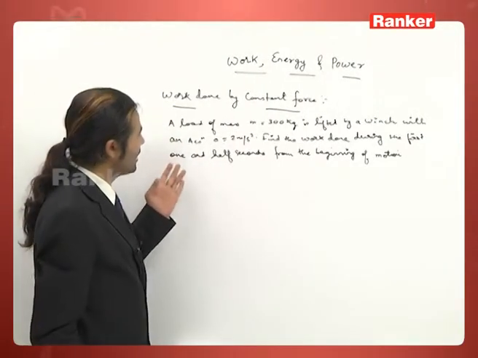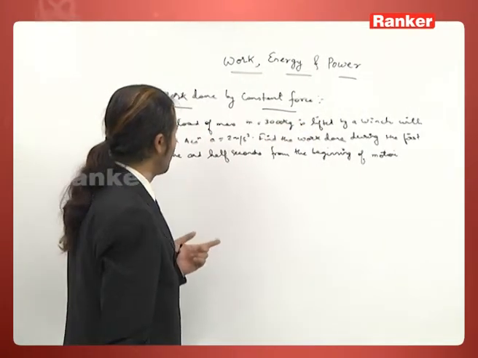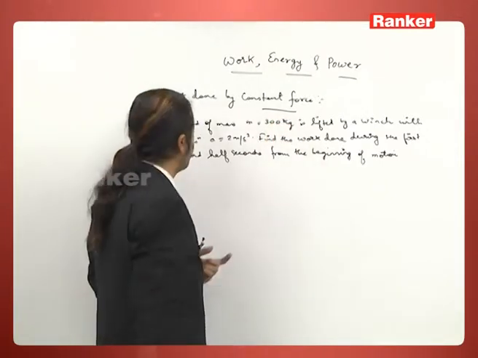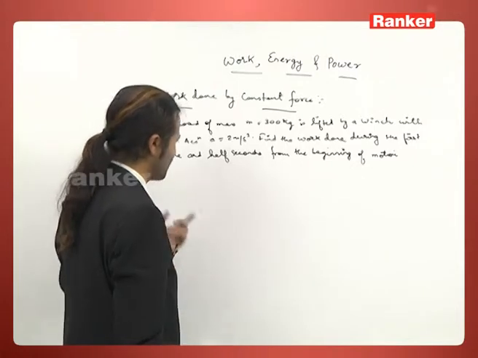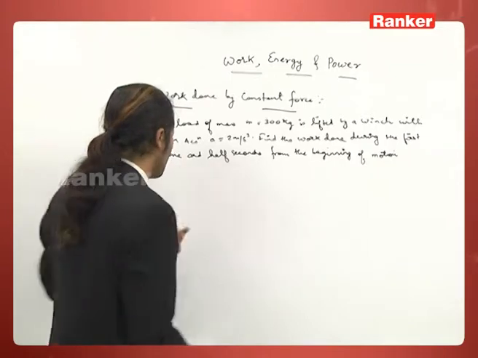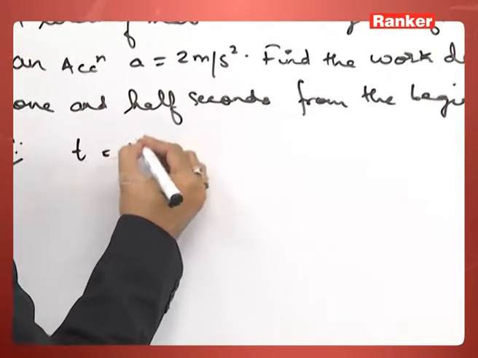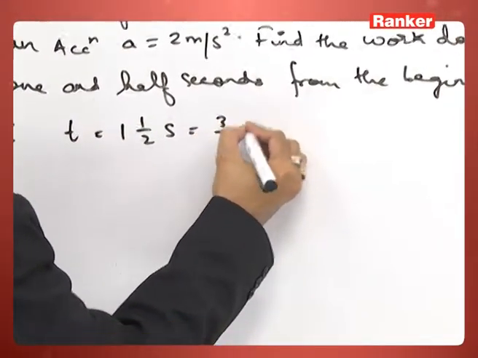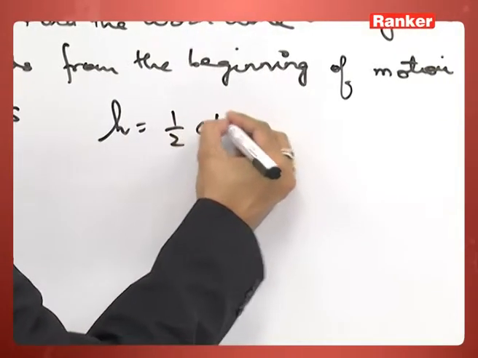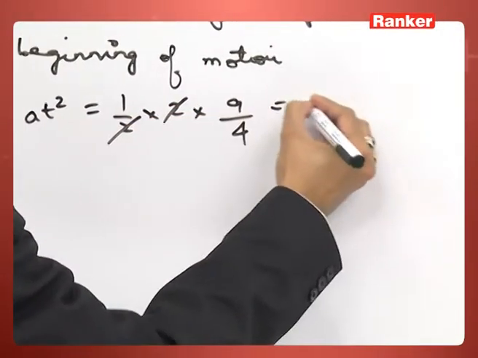Now a load of mass m equal to 300 kg is lifted by a winch with an acceleration a equals 2 meter per second square. Find the work done during the first 1.5 seconds from the beginning of motion. So we have time t equal to 1.5 seconds, so 3/2 seconds, and height covered is equal to half a t square, so half into 2 into 9/4, so this is 9/4 meter.